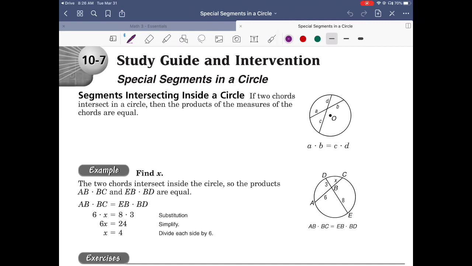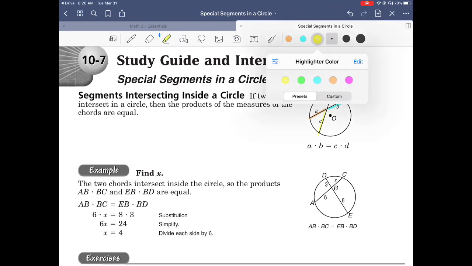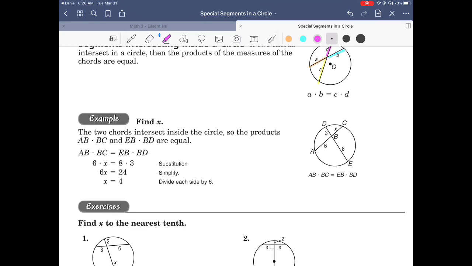To find the length of a chord, you multiply down the chord. So in this case, A times B will equal C times D. So you multiply the two pieces of the chord together and set it equal to the other side. Okay, there's an example if you want to look through it.